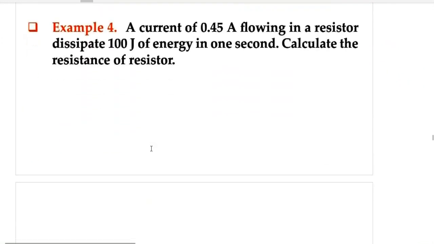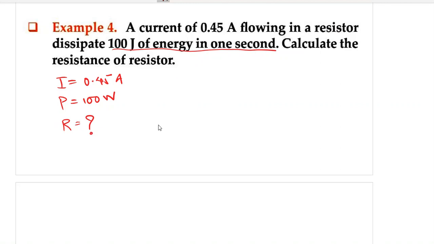A current of 0.45 ampere flowing in a resistor dissipates 100 joule of energy in 1 second. So power is 100 watt. 100 joule of energy in 1 second means our power is 100 watt. Calculate the resistance of the resistor. Okay, let's use the formula.